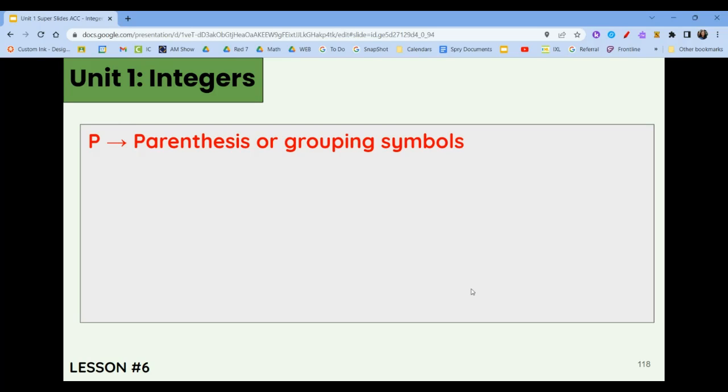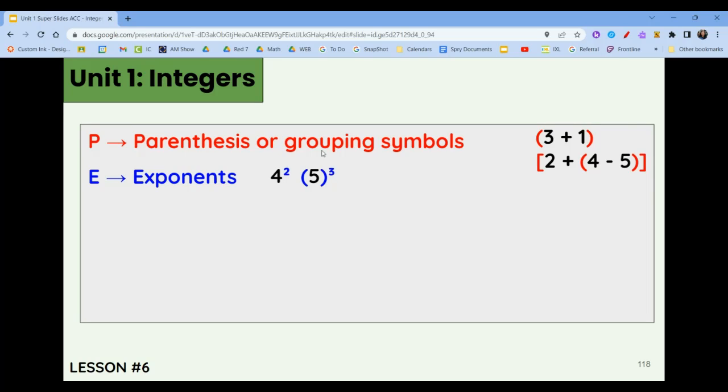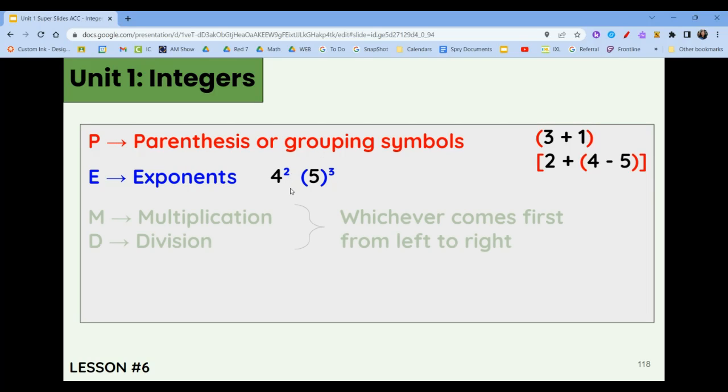So to go over order of operations more specifically, the P stands for parentheses or any grouping symbols. So here I see 3 plus 1 are in parentheses. Here I see 4 minus 5 are in parentheses, and this whole expression is in brackets, which is another form of grouping symbols like parentheses. E stands for exponents, and by exponents I mean this little tiny number in the right-hand corner.